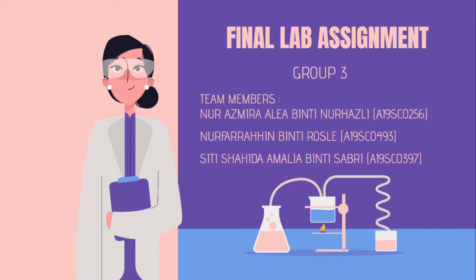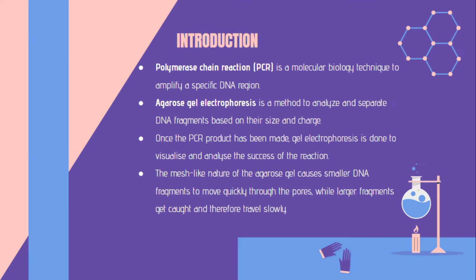Today we will be presenting about the given data for our final lab assignment. The introduction. In this lab assignment, two methods were used, which are PCR and agarose gel electrophoresis. PCR or polymerase chain reaction is a method used to amplify a specific DNA region, while agarose gel electrophoresis is a method to analyze and separate DNA fragments based on their size and charge.